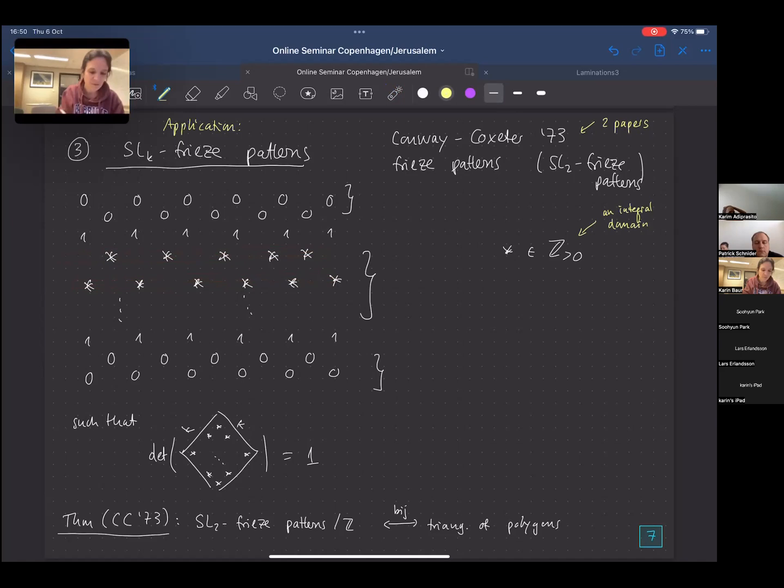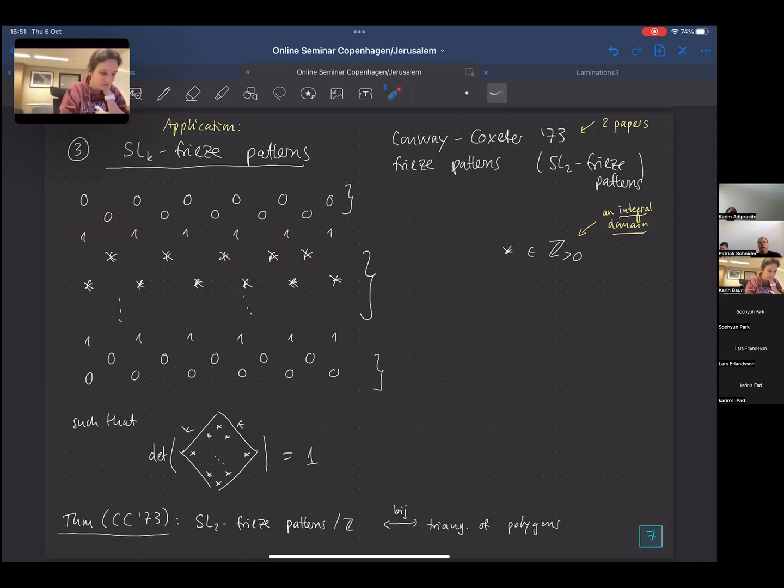Well, what we want is that, so you could take a field if you want. You want to be sure that when you multiply two non-zero things, the result is still non-zero. So for that, we need an integral domain. This is arranged in a grid with rows which are infinite to the left and to the right.